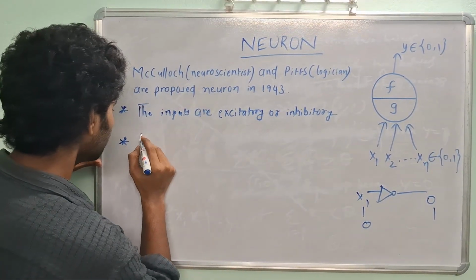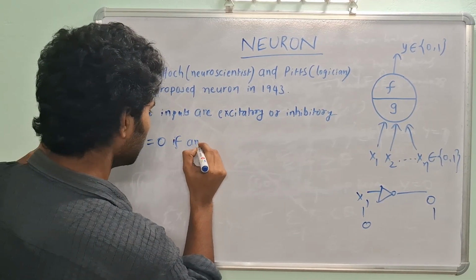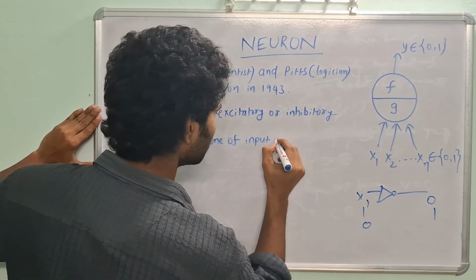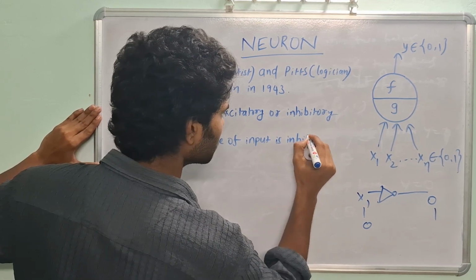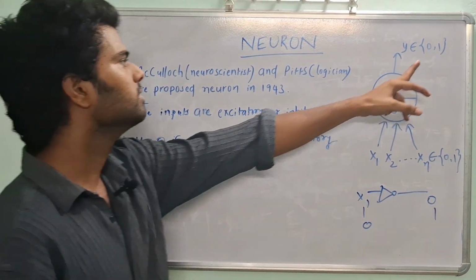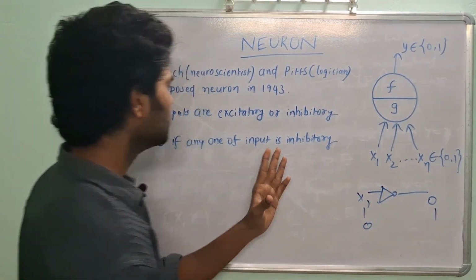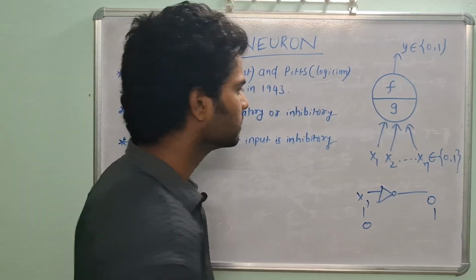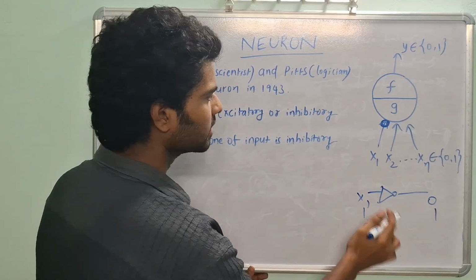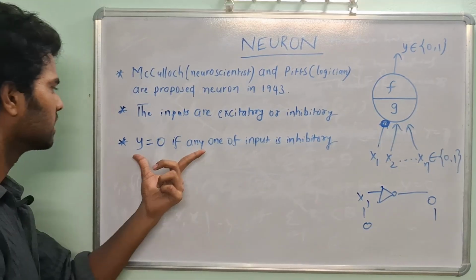Here the output is 0 if any one of the inputs is inhibitory. The output becomes 0 if any one of these inputs is inhibitory, then the output is definitely 0. Inhibitory means it has a bubble here, like a bubble, same as a NOT gate. This is exactly how the neuron works in this case.